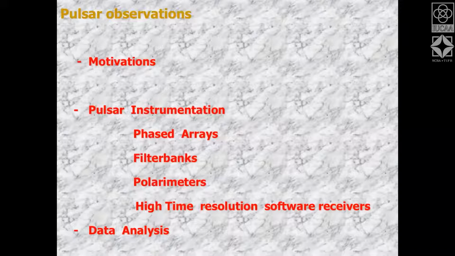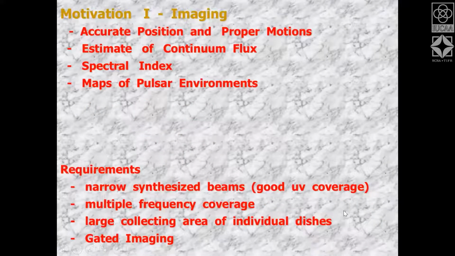Okay. So we'll look at what the different motivations of the pulsar observation are, what kind of science we are looking for, and then have a brief look at the instruments which are used, and then towards the end talk about what kind of data analysis is employed for doing this. Okay. So let's start with what kind of data you are looking for.